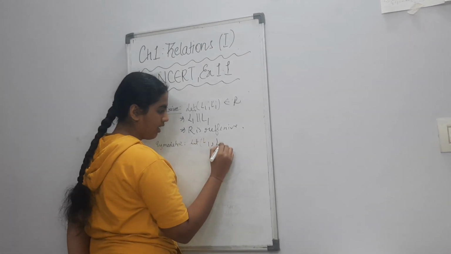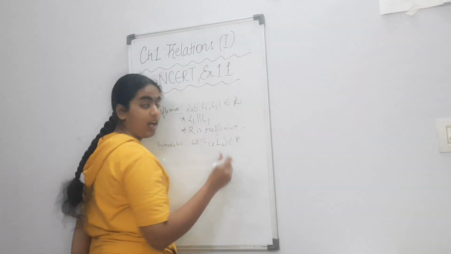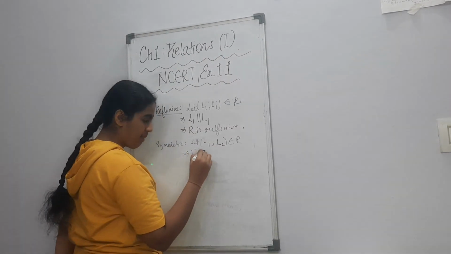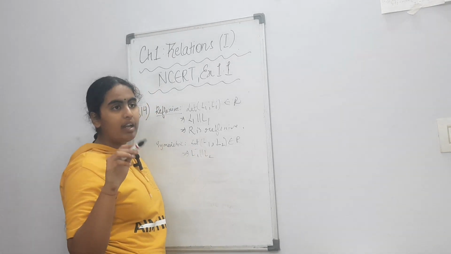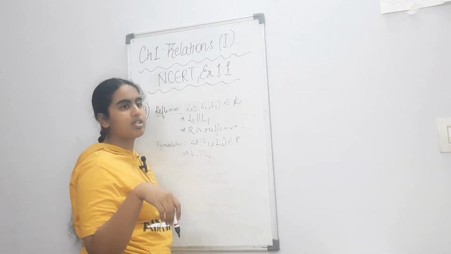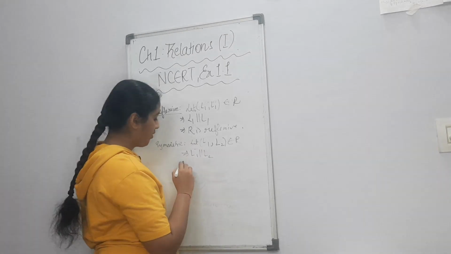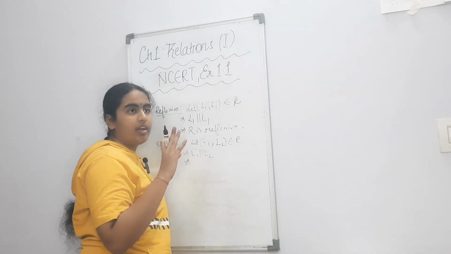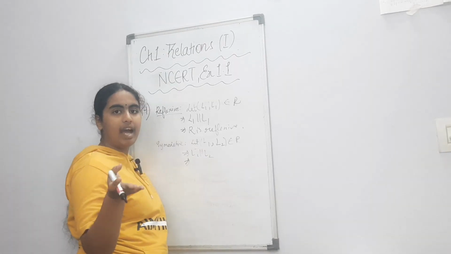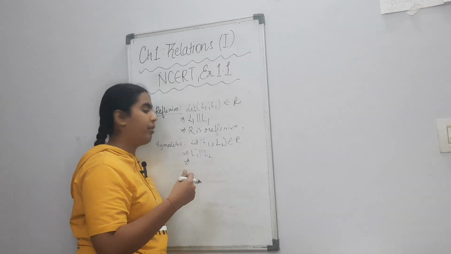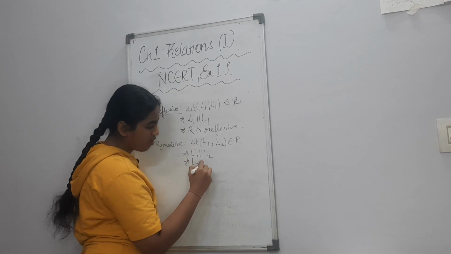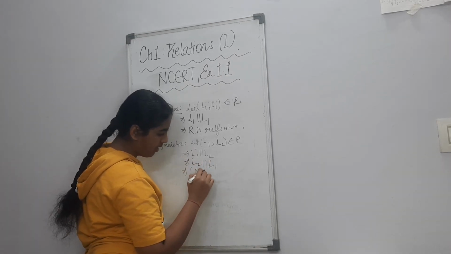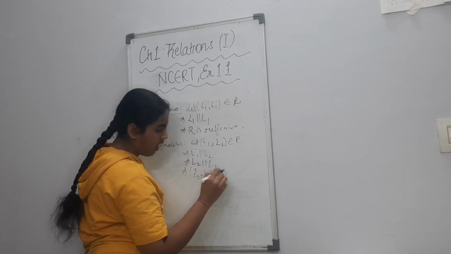(L1, L2) belonging to R. If they belong to R, it implies that L1 is parallel to L2. Now if one line is parallel to the other, then the other line is also parallel to the first one, right? It's like if the first is parallel to the latter, then the latter is parallel to the former. So L2 is also parallel to L1, which implies (L2, L1) belongs to R.